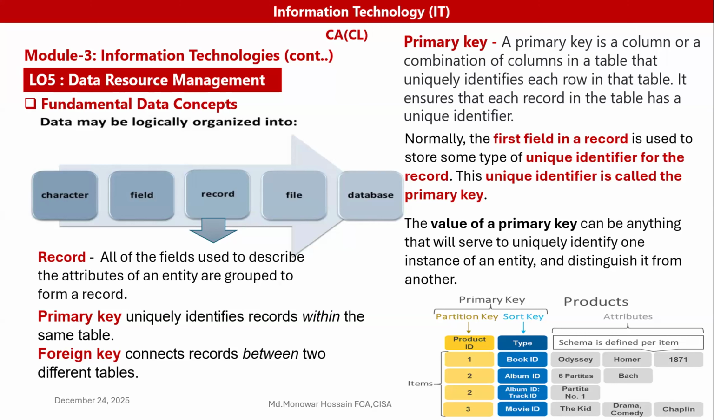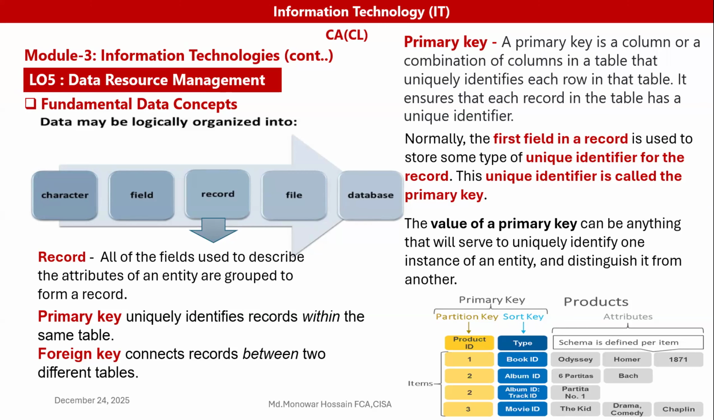So we know the primary key is a column or a combination of columns in a table that uniquely identifies each row in that table. It ensures that each record in the table has a unique identifier. And normally we know the first field in a record is used to store some type of unique identification. Your roll number, our membership number, etc. for the record. And this unique identifier is called the primary key.